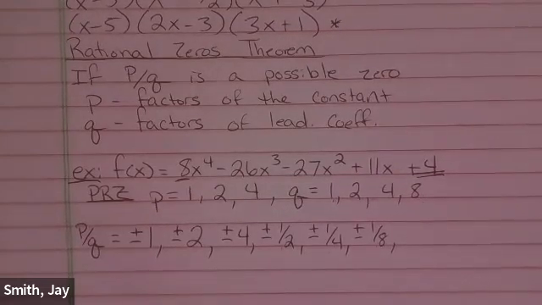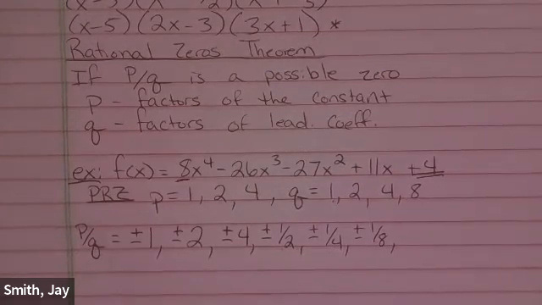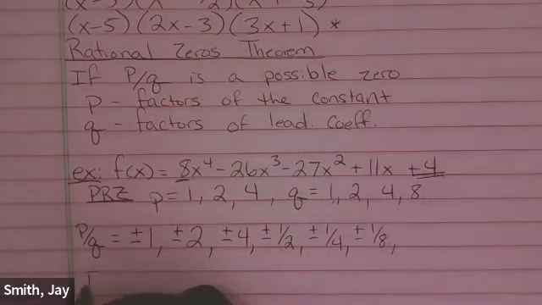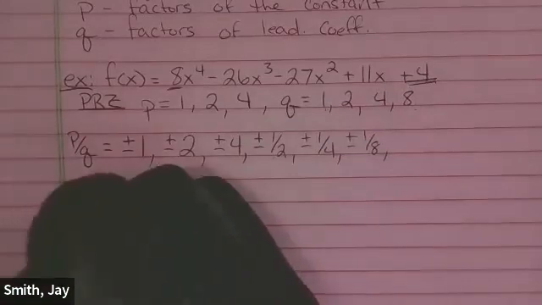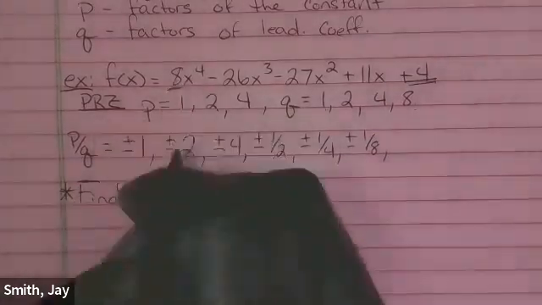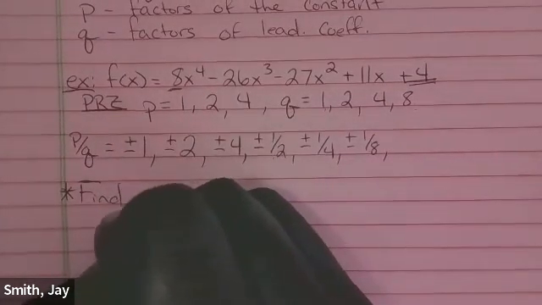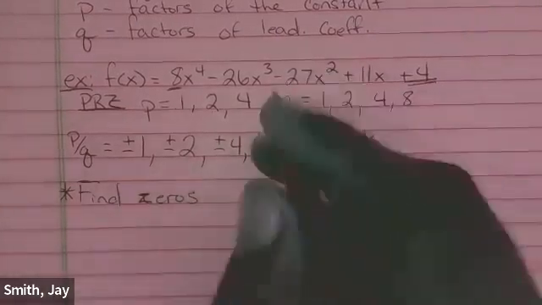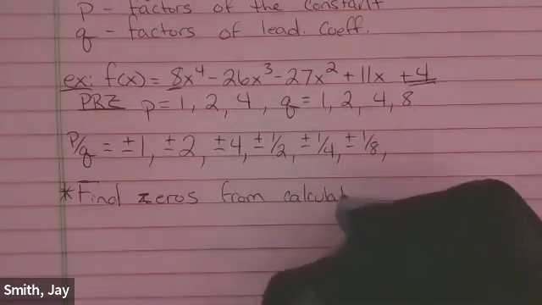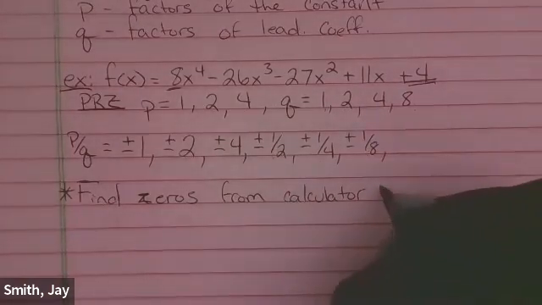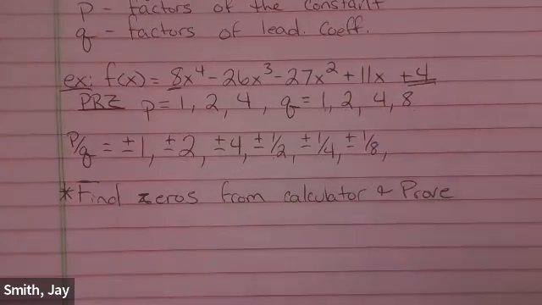Now, this is the list of possible zeros, which cuts down on all the integers that we could test. But to find the zeros, we can use the calculator and then prove with synthetic division. All right, so take a note that to find the zeros, we can get it from our calculator. And then we can also prove it using our synthetic division.